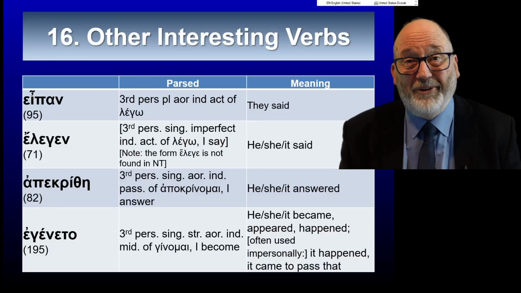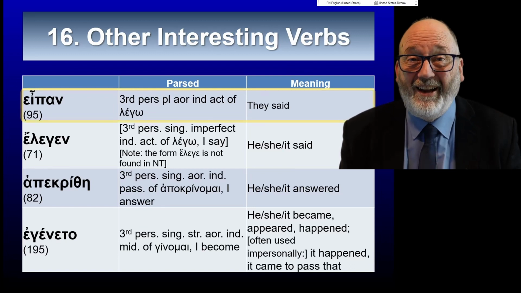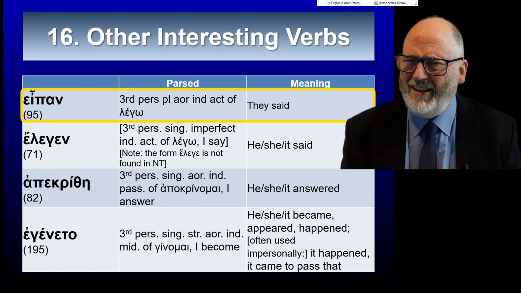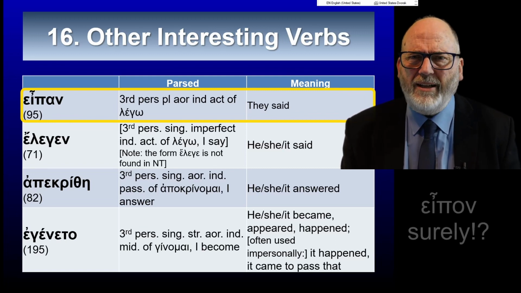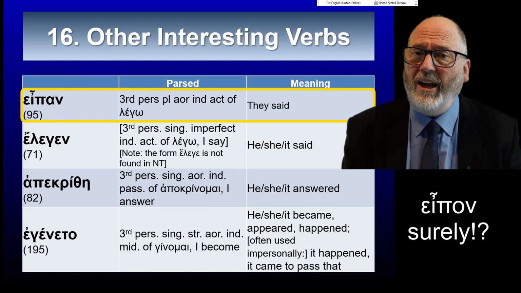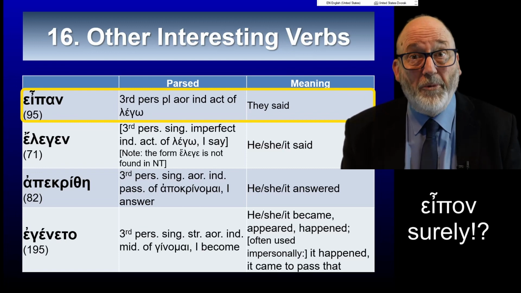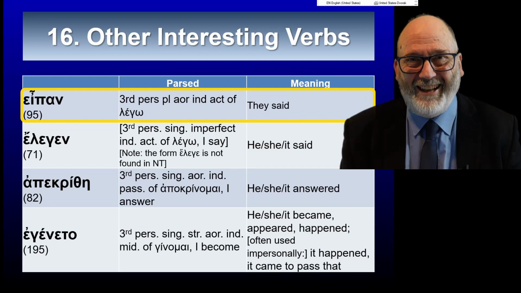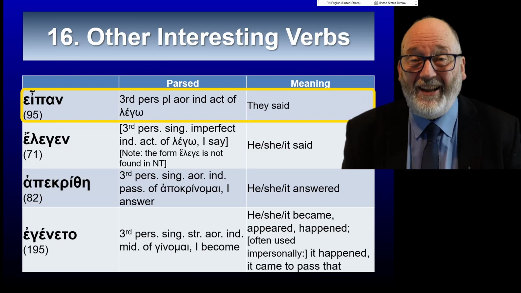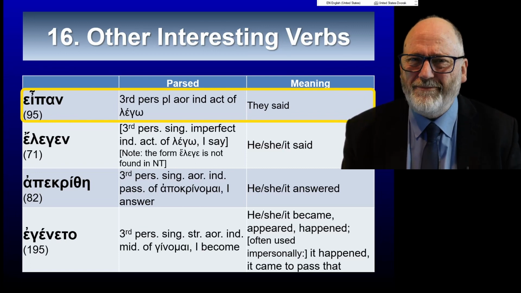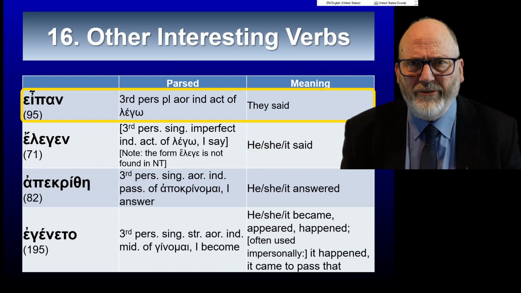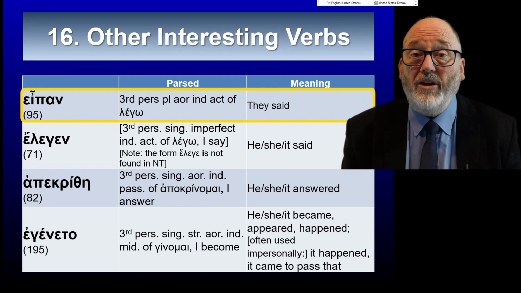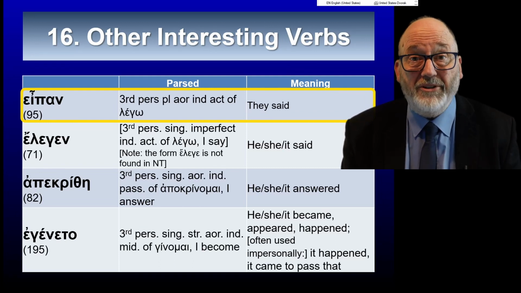So, what do you think of our first example there? εἶπαν. Yes, it's the third person plural aorist indicative active of λέγω. Hey, but I thought that was εἶπον. Isn't λέγω a strong verb? Well, thank you for asking. Yes. Now, it is found 95 times in the New Testament, so this isn't somebody's mistake. But every so often you can find a weak aorist ending on a strong verb. That is a feature of Koine Greek, the Greek of the New Testament times.